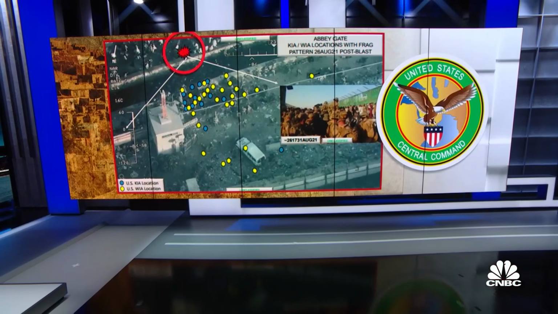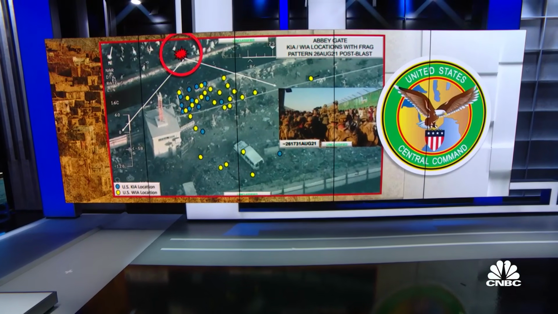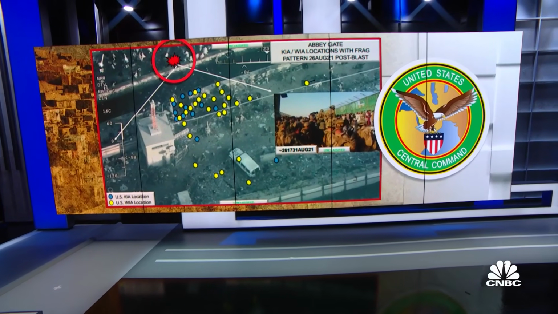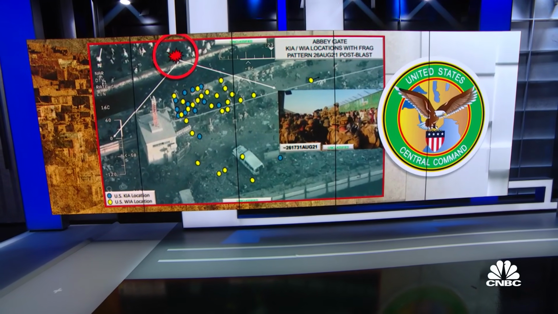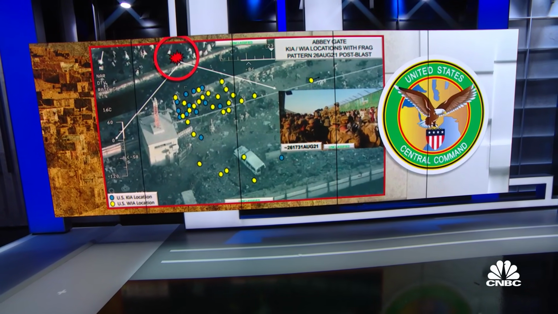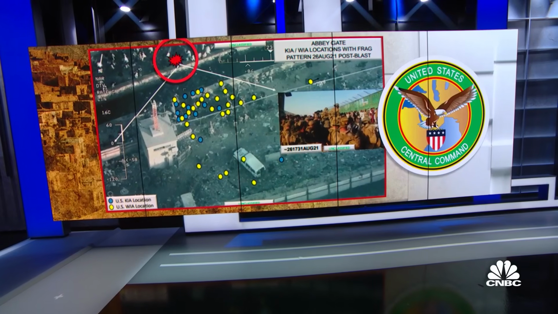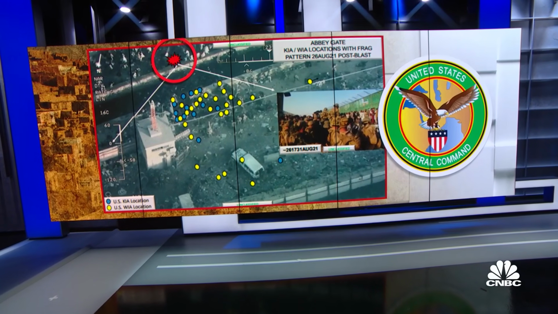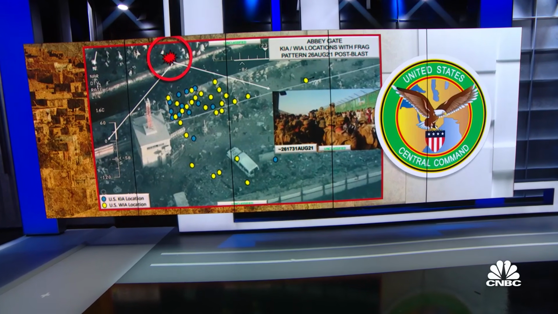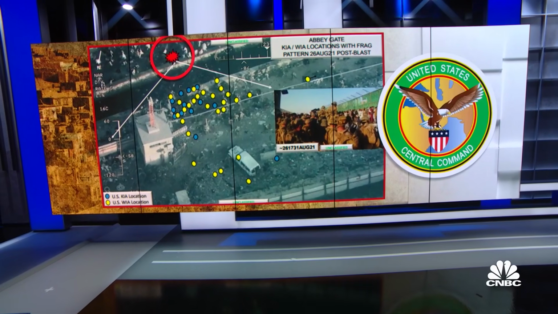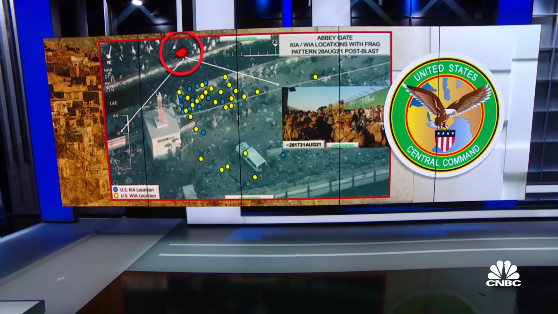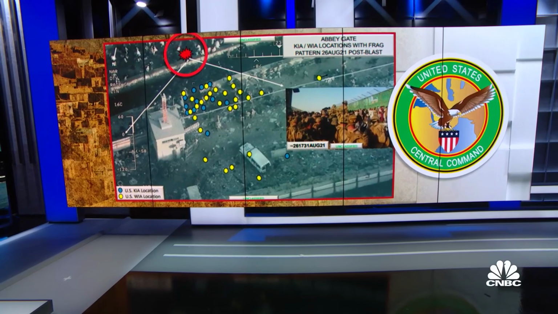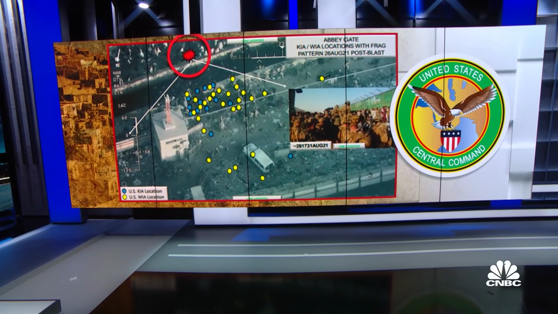Take a look at this Pentagon diagram of the blast at the airport's Abbey Gate. See here, the explosion icon you see there, that's where the suicide bomber detonated. And all the blue dots represent U.S. service members killed in the blast. And then you see all of those yellow dots. All of those are wounded U.S. troops. One of the service members killed was more than 50 feet away from the bomber. Look to the right there. You can see that dot to the right of that white vehicle.